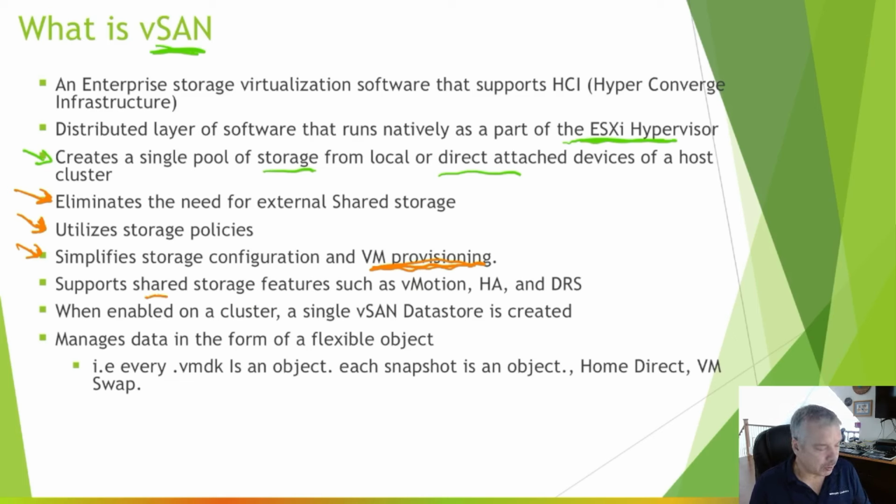It is a shared storage solution, so it supports all these cool features that we want shared storage for, like vSphere's high availability, distributed resource scheduling (DRS), vMotion, all these wonderful things. We enable this on a cluster, and a single data store is created. Now, that's the part that you may have to wrap your head around, because in the real world you may be creating multiple data stores and putting VMs on those data stores, which is fine. But with vSAN, you're just creating one big data store, right?